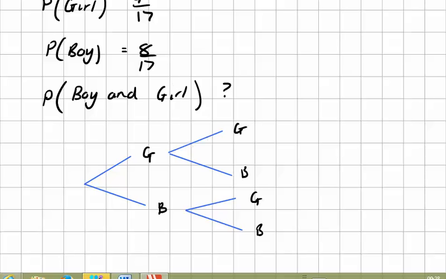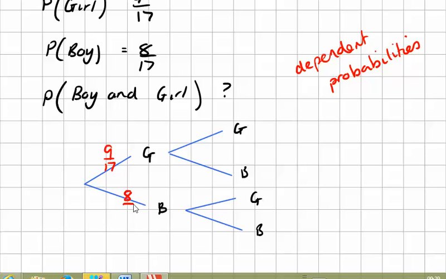Wait, there's only 4 outcomes, right? A girl and a girl, a boy and a girl, a girl and a boy, and a boy and a boy. Yes, there are 4 outcomes. However, this is an example with Ewan and his disappearing children of dependent probabilities. Because when the children disappear outside the door, that changes how many people are in. So what was the probability of the first person being a girl? 9 out of 17. What was the probability of it being a boy? 8.